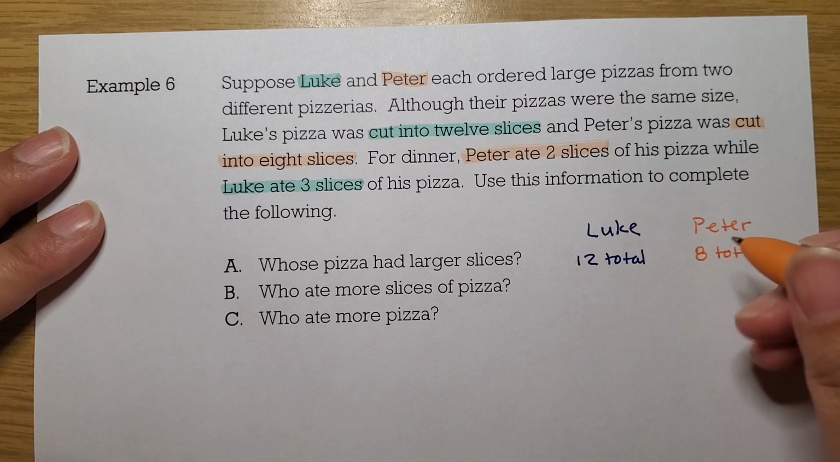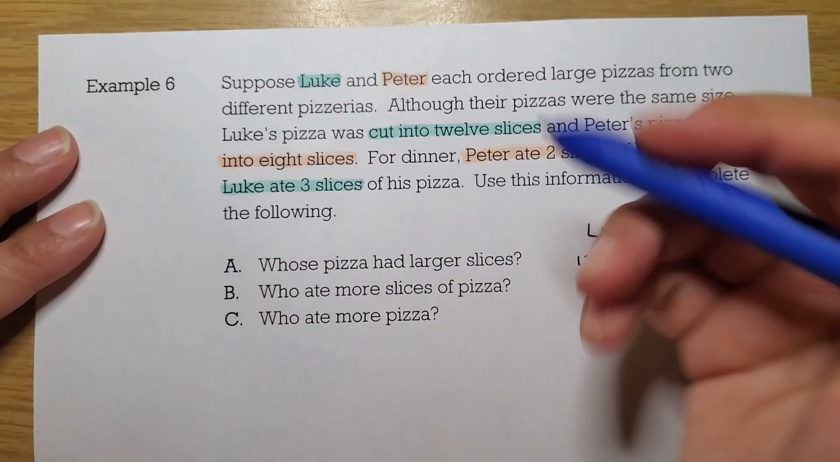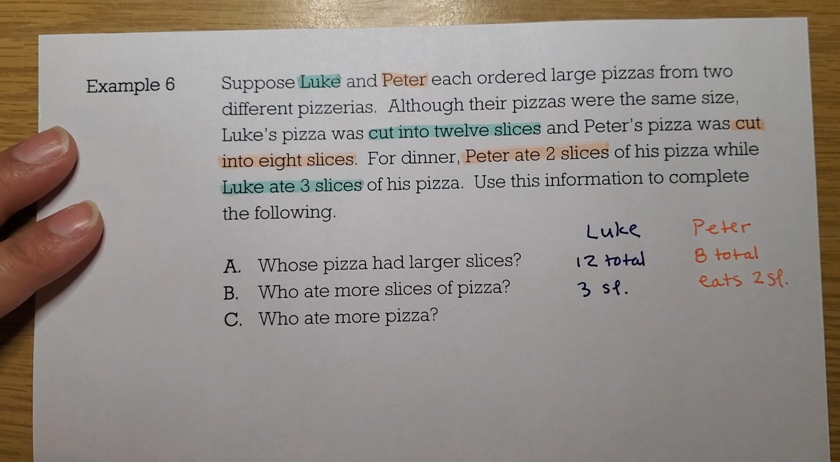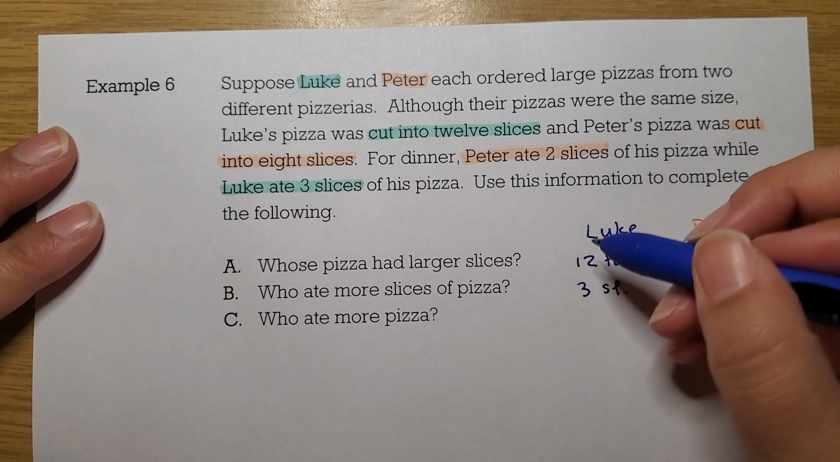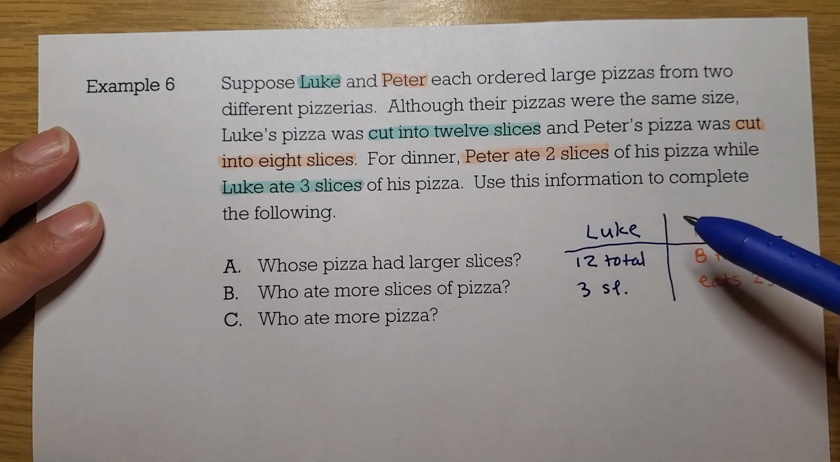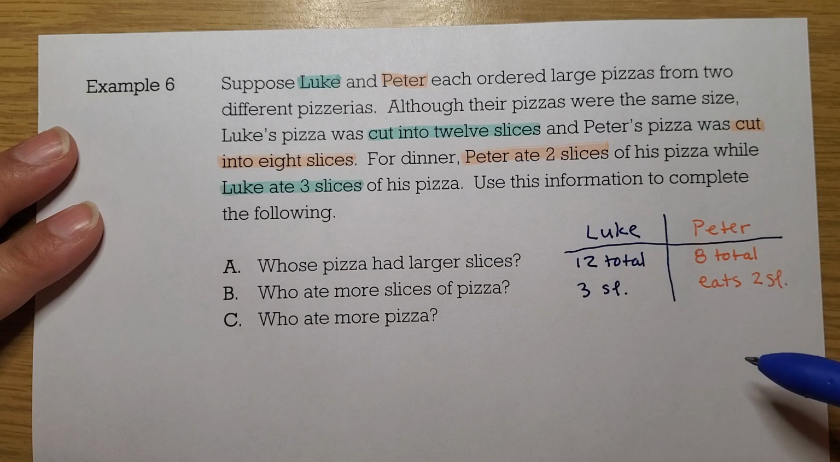Peter ate 2 slices, so he eats 2 slices. I'll use SL to represent slice. And Luke ate 3 slices. So this is another way of organizing information for a word problem. So you can either highlight the data or information, or you can write it out in this manner.